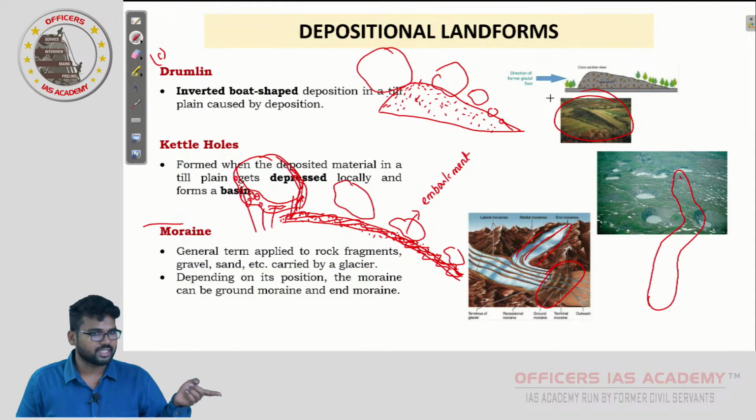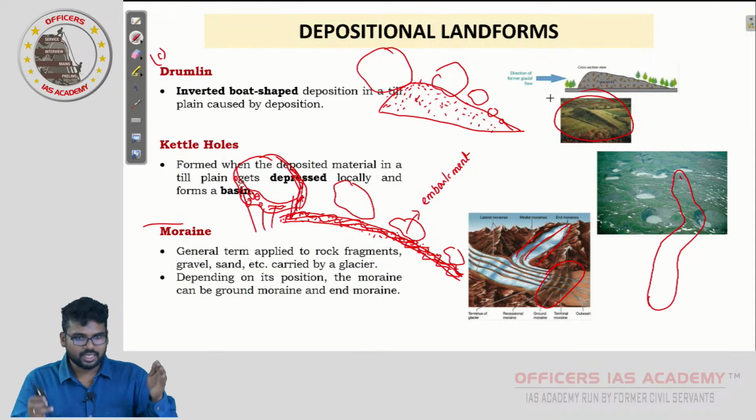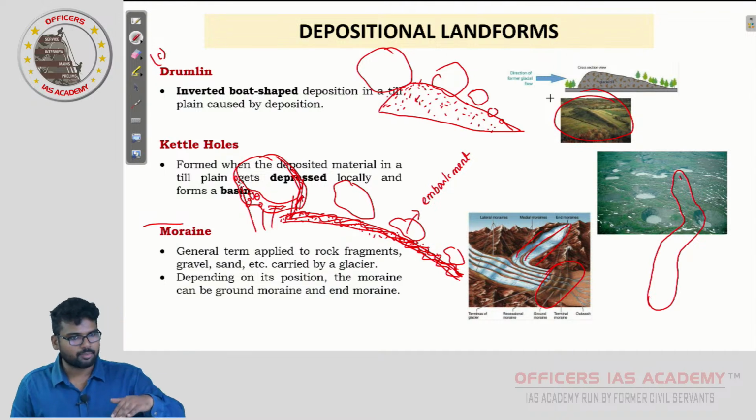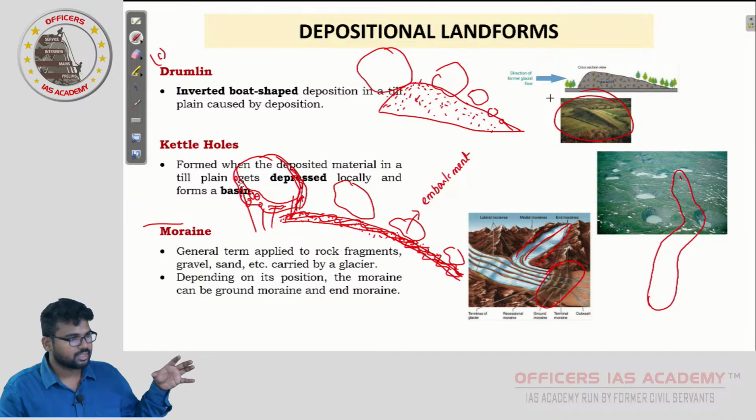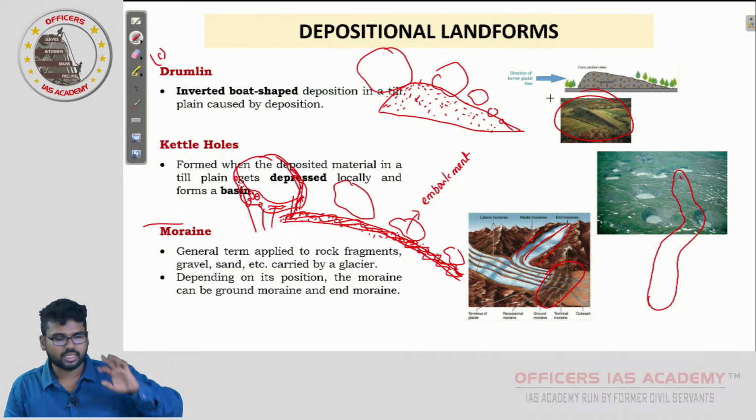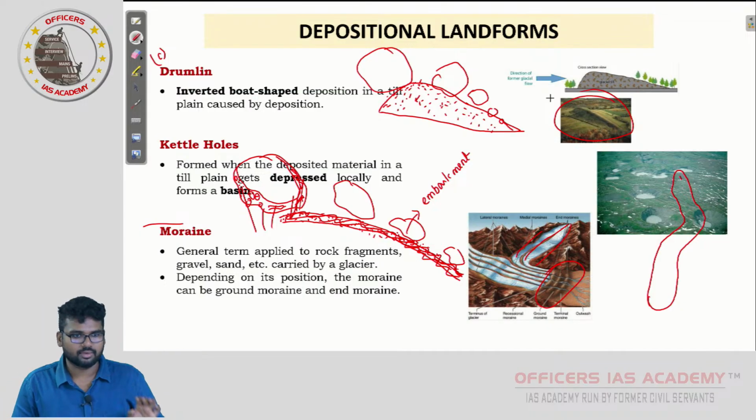So the difference between esker and drumlin is that a drumlin is more confined, and in shape it is an inverted boat, whereas an esker is more like an embankment, so it is wider at the beginning, and as it goes towards the end it becomes narrower and vanishes, kind of a tail.